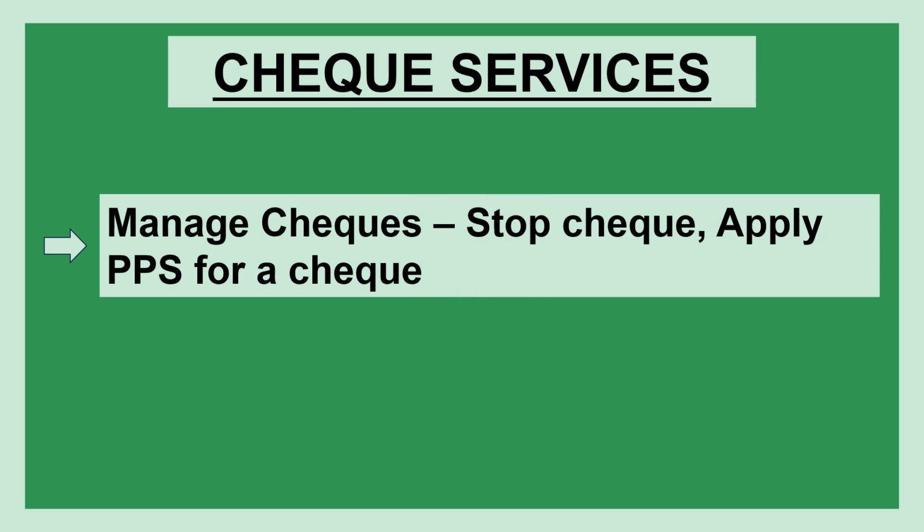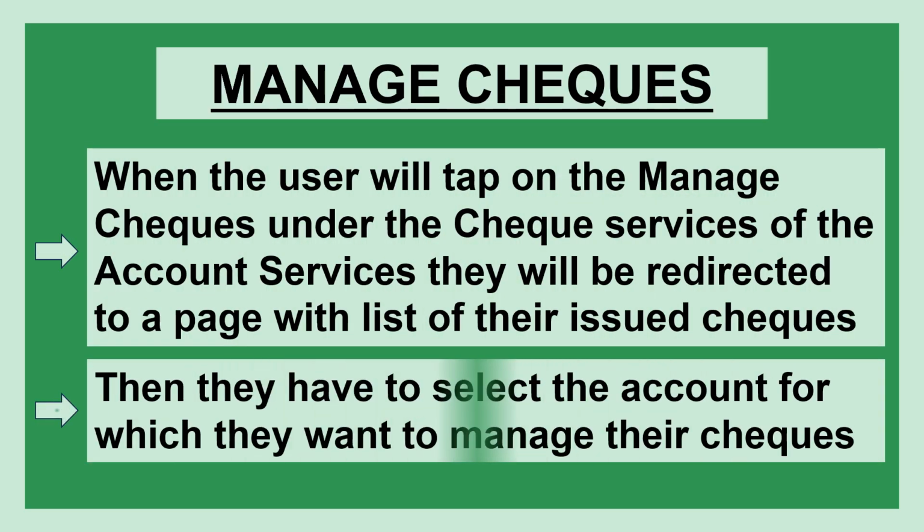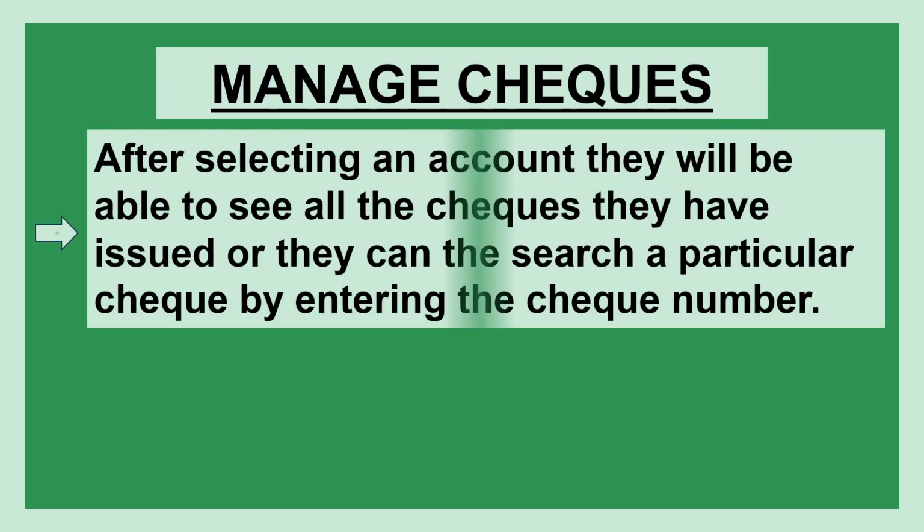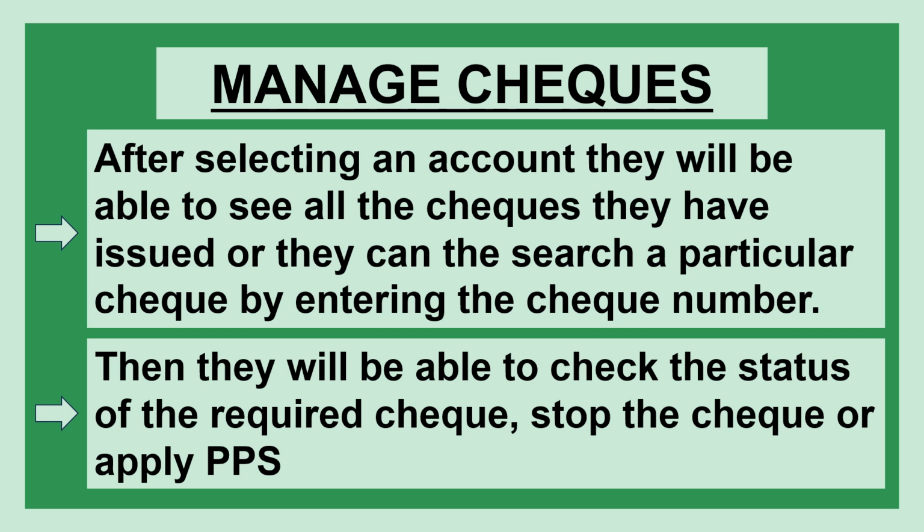Check services. Manage checks. Stop check. Apply PPS for a check. When the user taps on manage checks under the check services of the account services, they will be redirected to a page with a list of their issued checks. Then they have to select the account for which they want to manage their checks. After selecting an account, they will be able to see all the checks they have issued, or they can search for a particular check by entering the check number. Then they will be able to check the status of the required check, stop the check, or apply PPS.